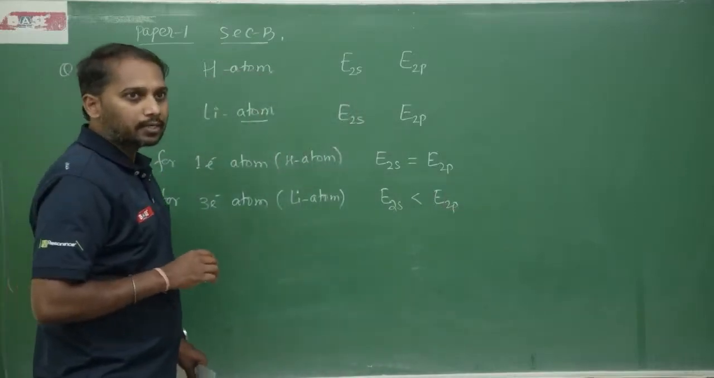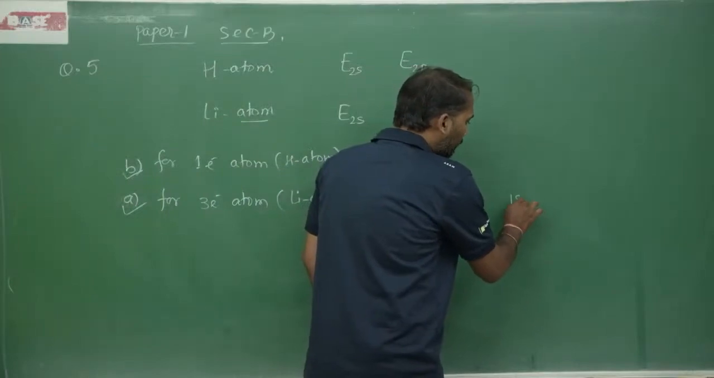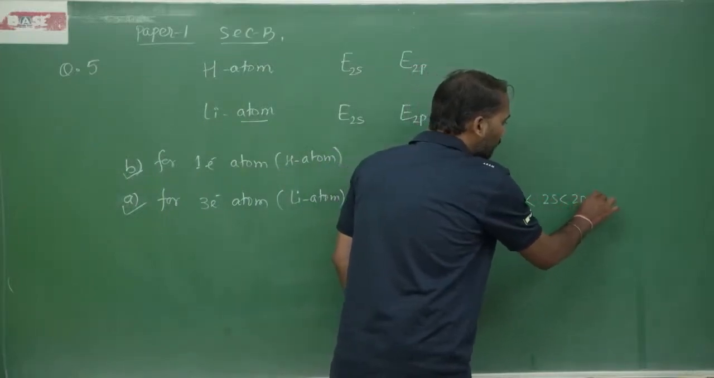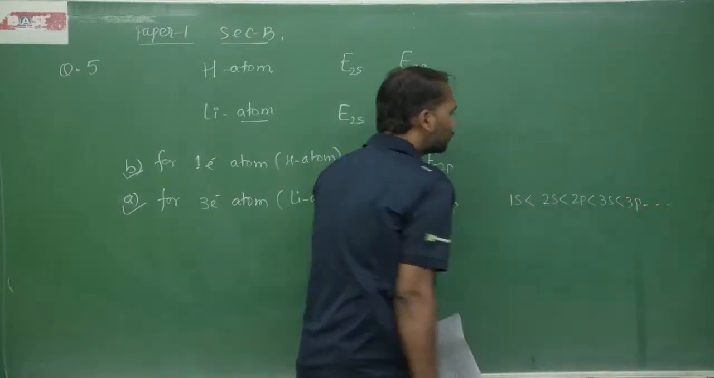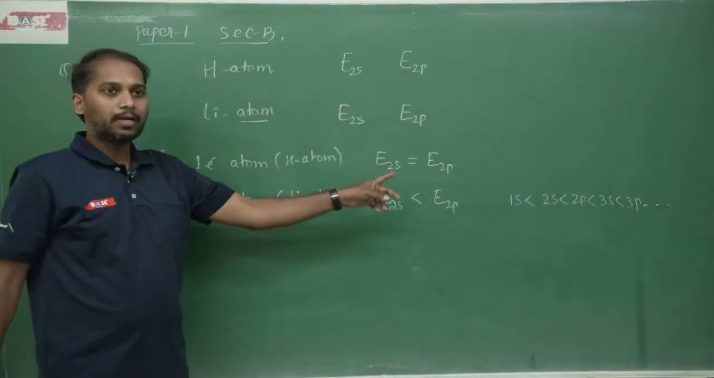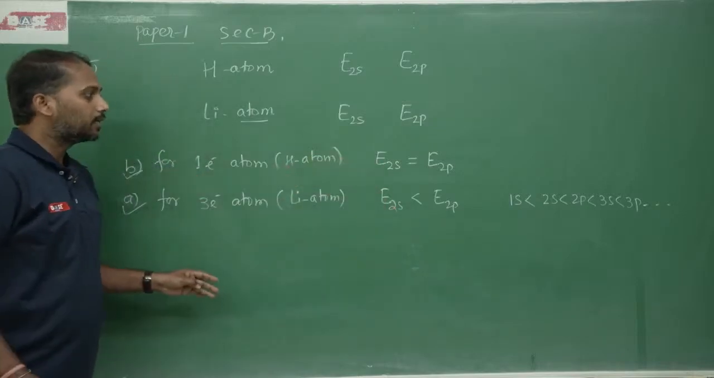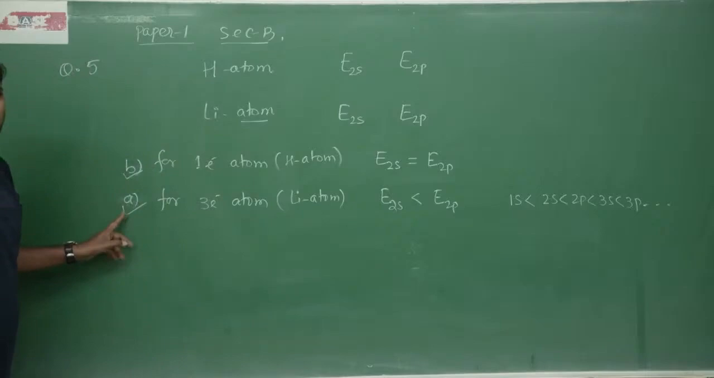Why is this correct? Because for a multi-electron atom, the energy order is like this: 1s is less than 2s, less than 2p, less than 3s, less than 3p, and so on. So for a multi-electron atom, that order continues. That's why the energy of 2s is less than 2p. That option is also correct.